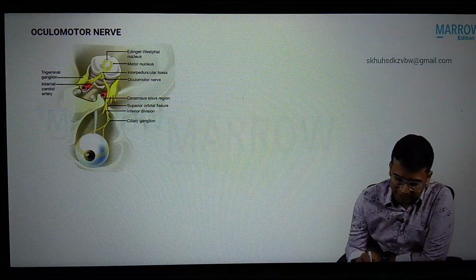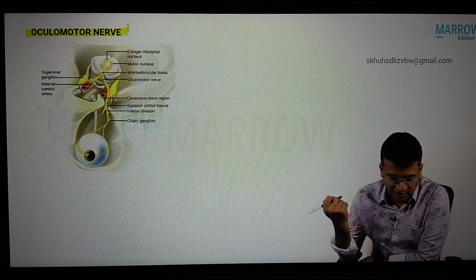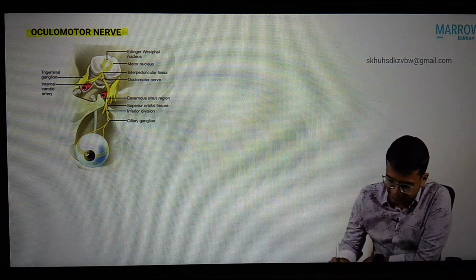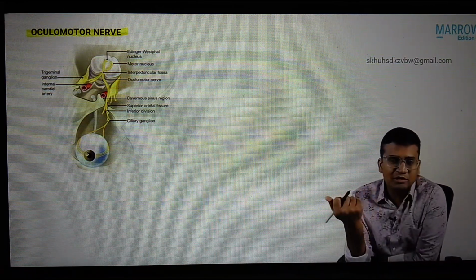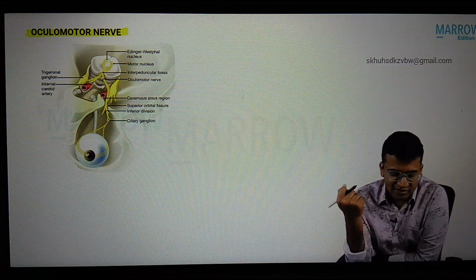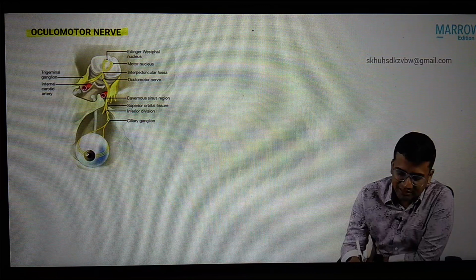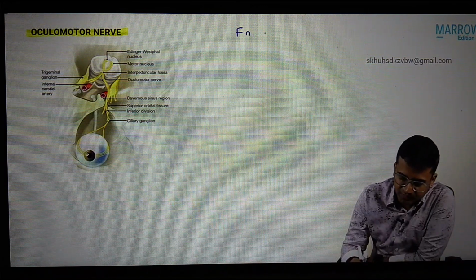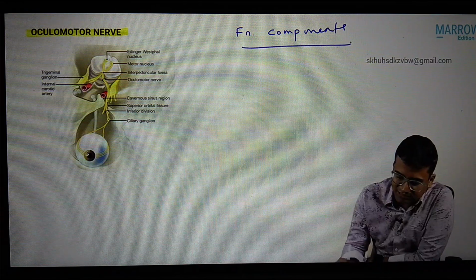So now we're going to discuss the third nerve, the oculomotor nerve. First thing you have to know is what are the functional columns present in the oculomotor nerve. The oculomotor nerve supplies extraocular muscles. All the extraocular muscles are supplied by the oculomotor nerve except SO4 and LR6. What are the functional components present in the oculomotor nerve?